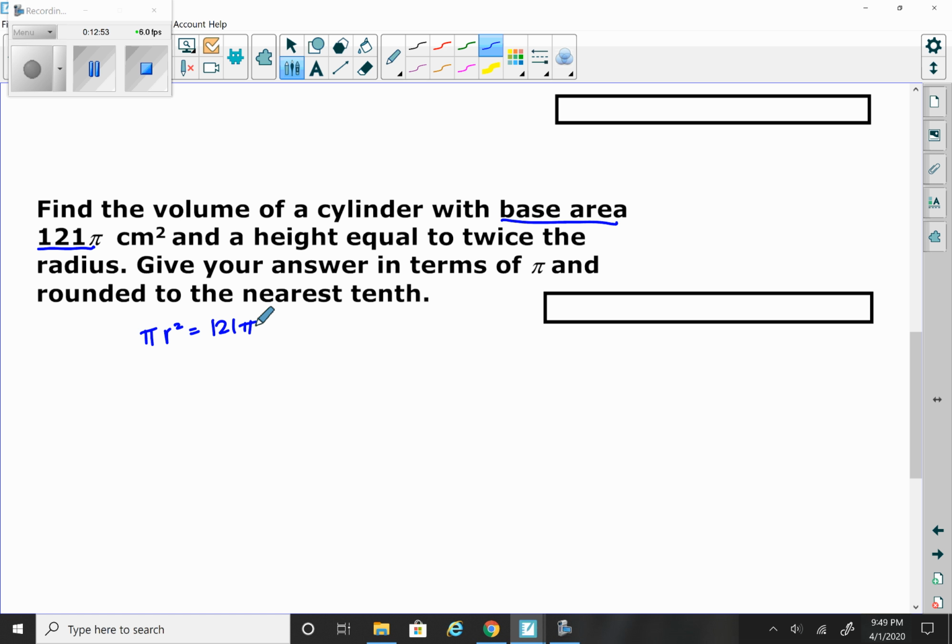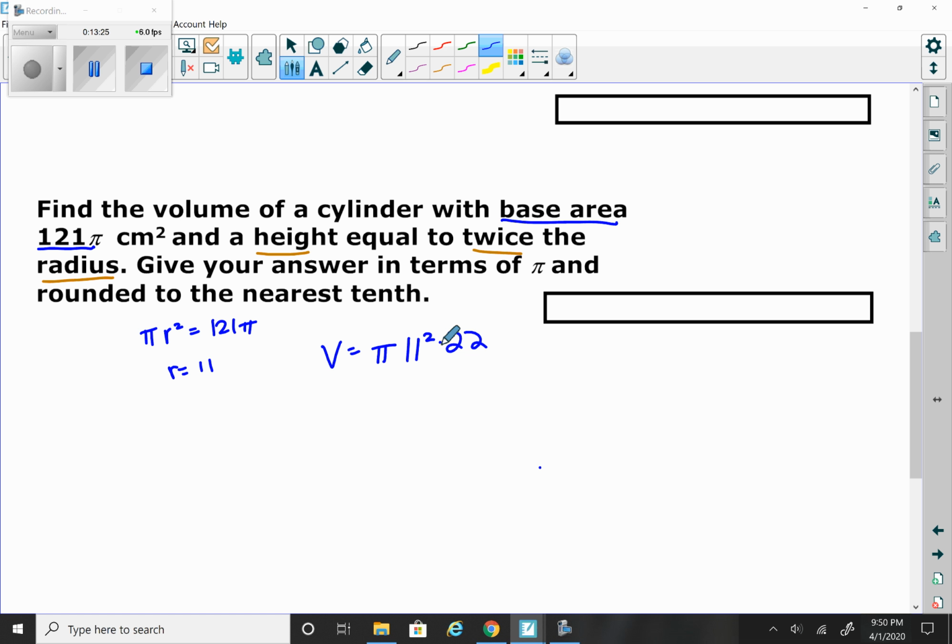So what would my radius be? Yep, we know that 11 squared is 121, so we know that our radius is 11. Good thing that we learned our perfect squares, right? So then the volume of our cylinder is pi times the radius squared. And then our height, it says here that our height is twice the radius. So twice 11 is 22. And again, 11 squared is 121.